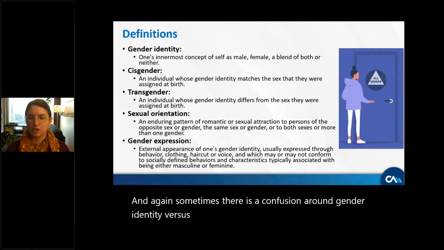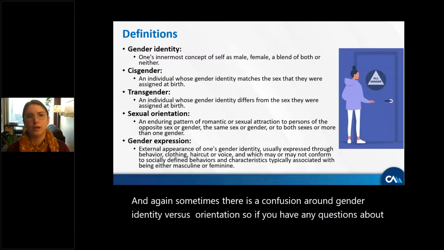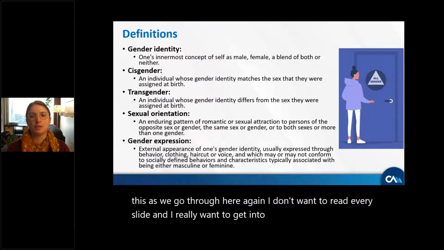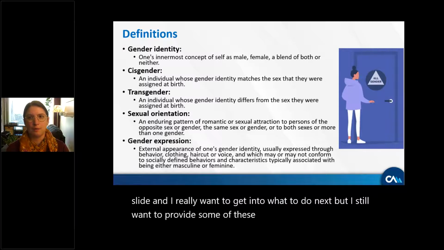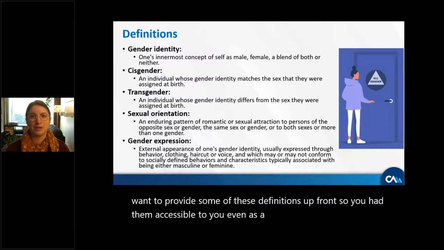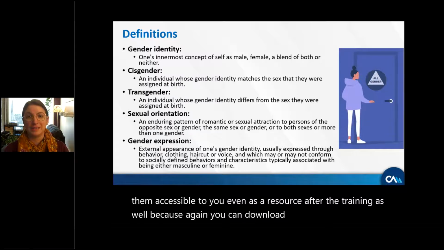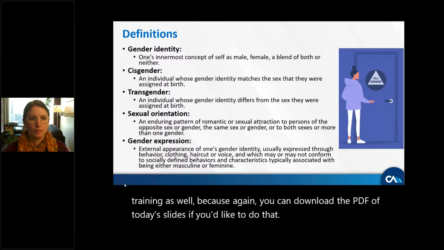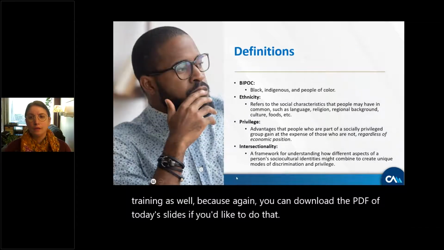If you have any questions about this as we go through, again, I don't want to read every slide, and I really want to get into what to do next, but I still want to provide some of these definitions up front so you have them accessible as a resource after the training as well, because you can download the PDF of today's slides if you'd like. And then a few other ones.